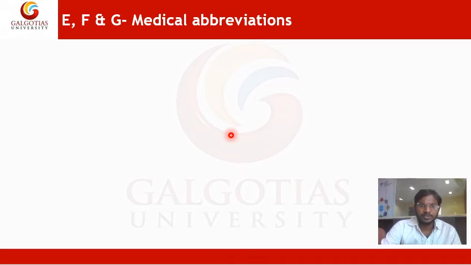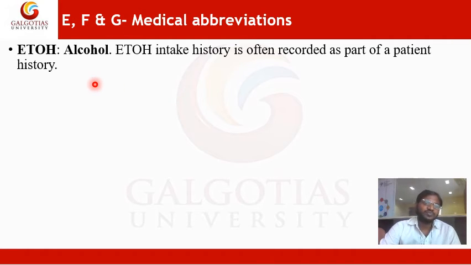In this slide, we can see the medical abbreviations related to E, F, and G. Let's see E. ETOH is alcohol consumption. When a patient joins by accident or in some emergency case, they check whether the patient has had alcohol or not, and write ETOH. Intake history is often recorded as part of the patient history. If alcohol is taken, they mention ETOH.